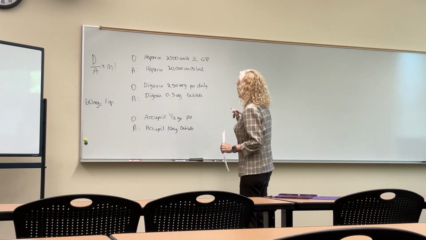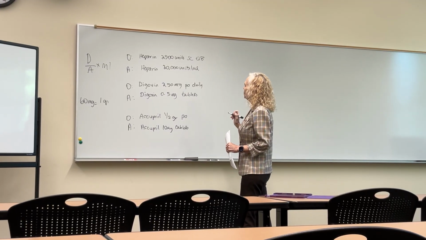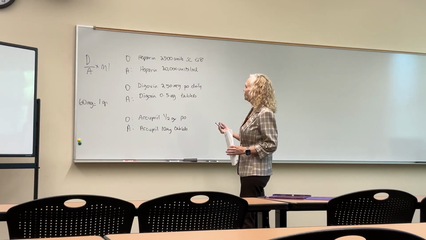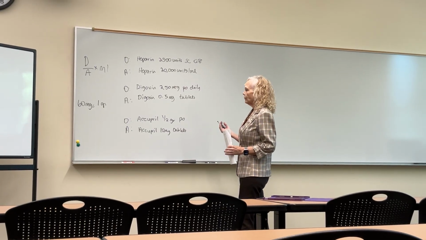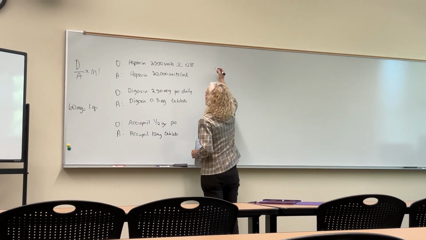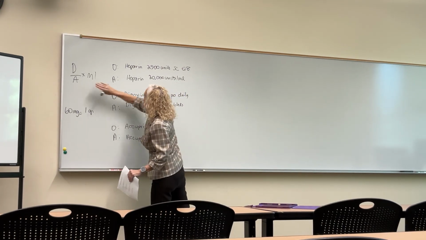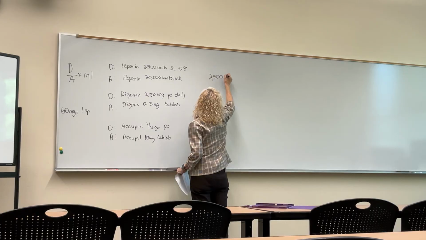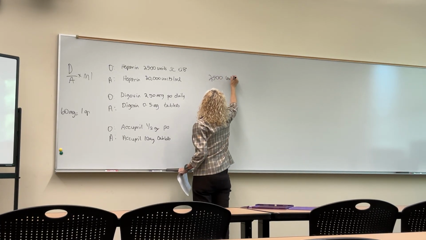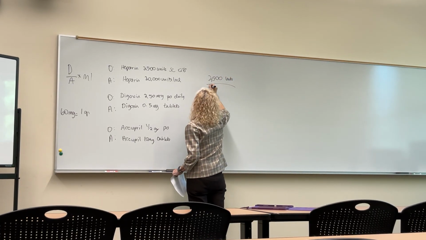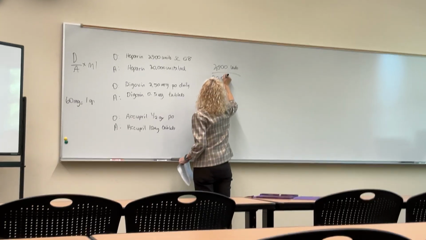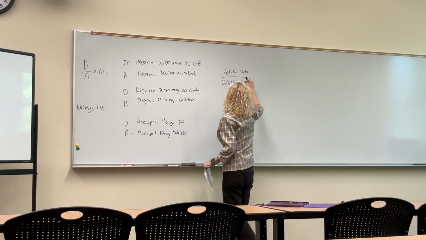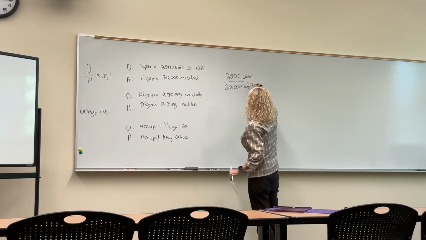The first problem is heparin, 2,500 units sub-Q every 8 hours, and what we have available is heparin, 20,000 units in a milliliter vial, okay? So first of all, we're gonna set it up just like this here. So we have 2,500 units over the 20,000 units. Because they both have the same units, we can get rid of that.